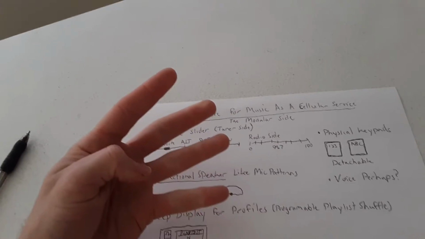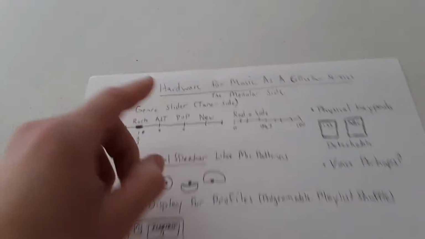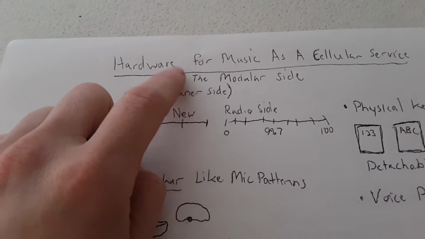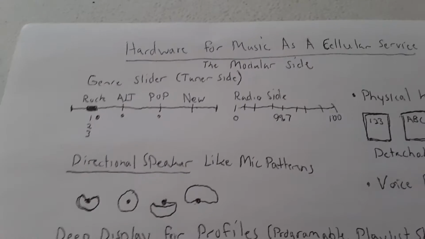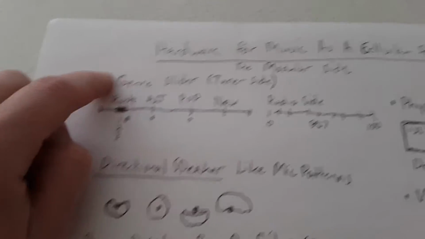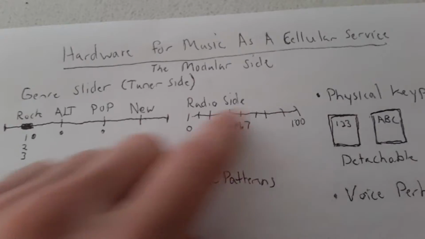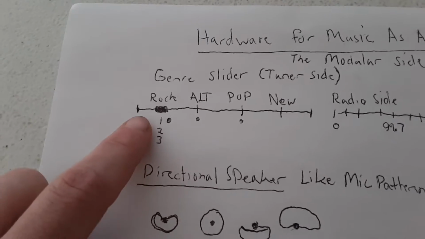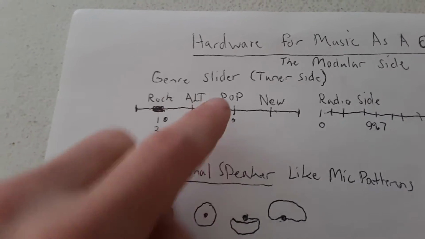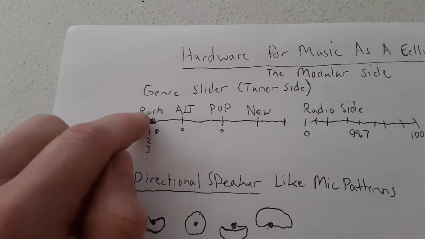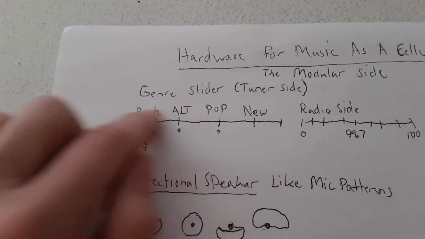So there's about 4 main components to using music as a cellular service. And we're thinking about the modular side here, the portability. So in the actual hardware itself, we could have a genre slider instead of the old school number radio slider or tuner. We could have over here a rock, alt, pop, etc., including your custom selections. And that would be your slider to get to the kind of music you want.